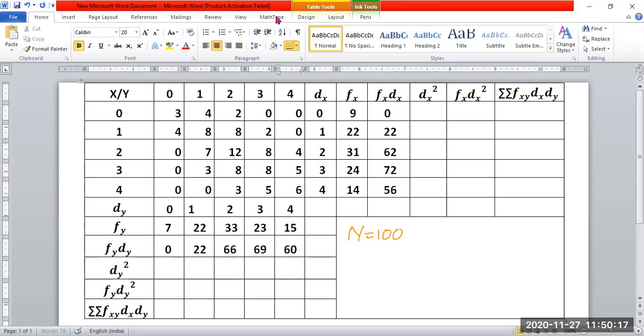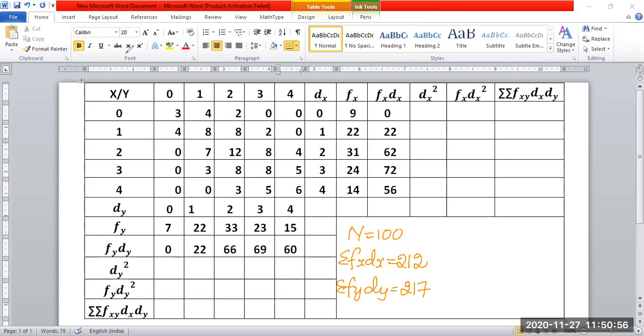Now we go for the total. What is the total here? See, summation fx dx is equal to summation fy dy. Okay, let me check the total. 0 plus 22 plus 62 plus 72 plus 56. Yes, I got 212. Very good. 212. Next, 0 plus 22 plus 66 plus 69 plus 60. Yes, I got 217. Okay.